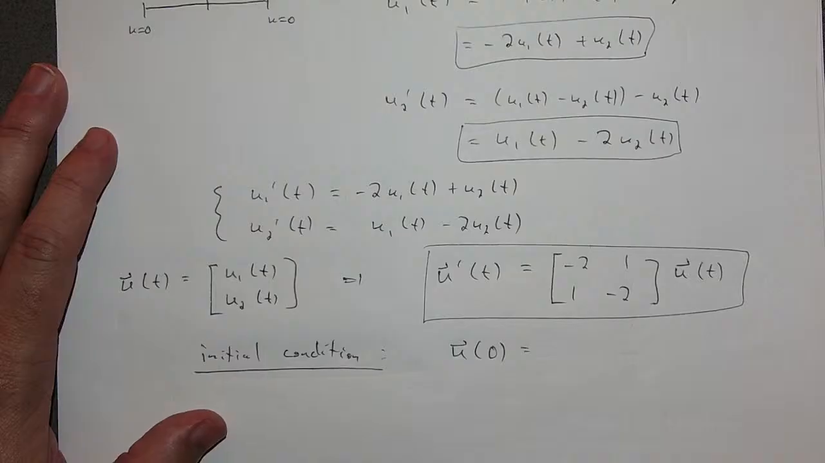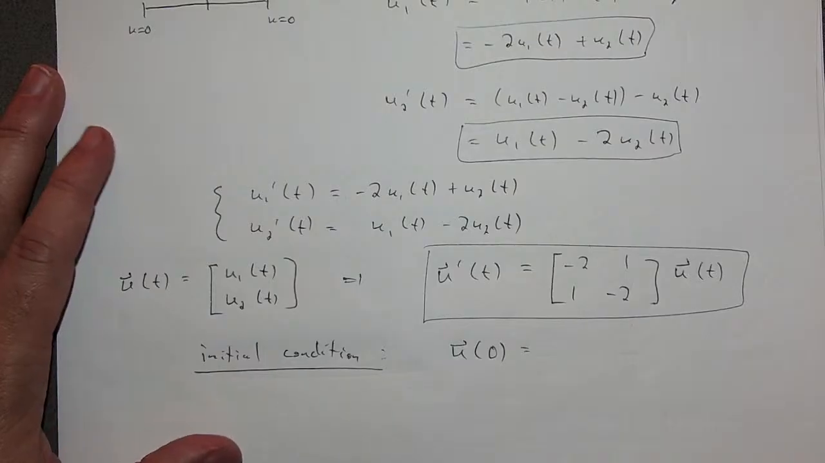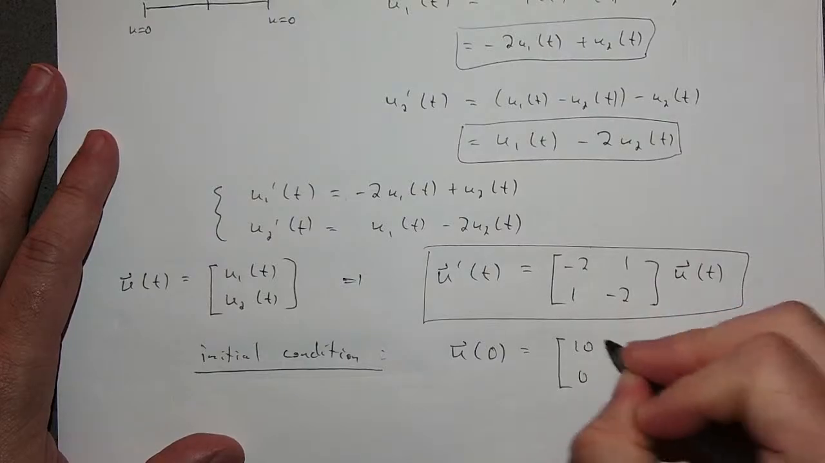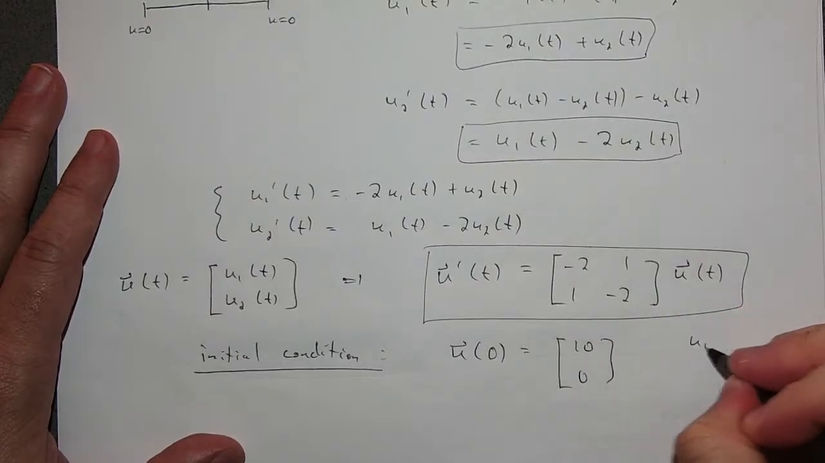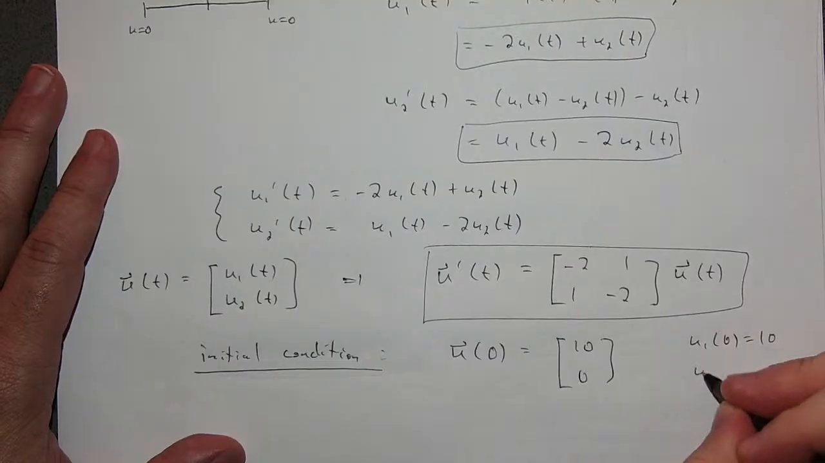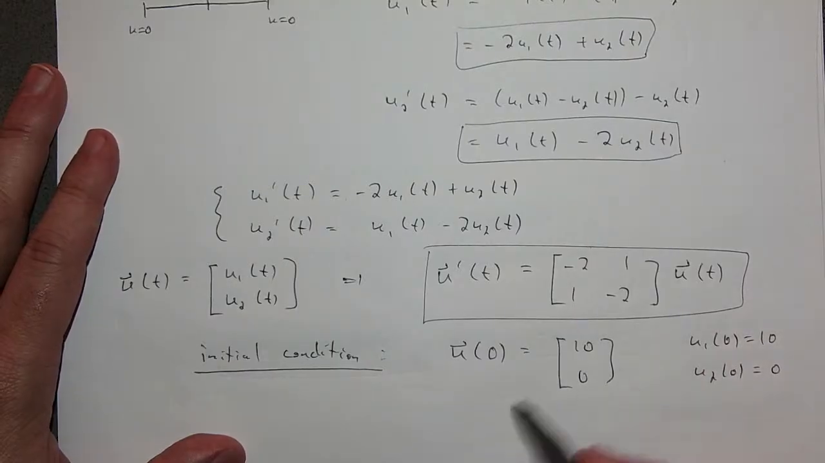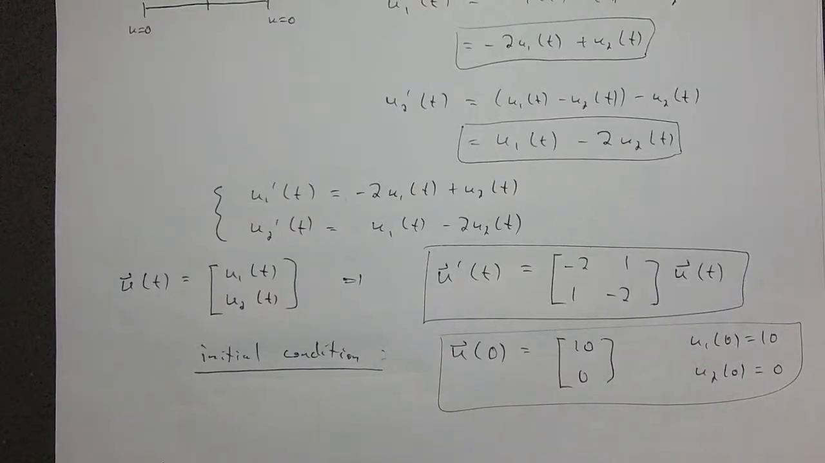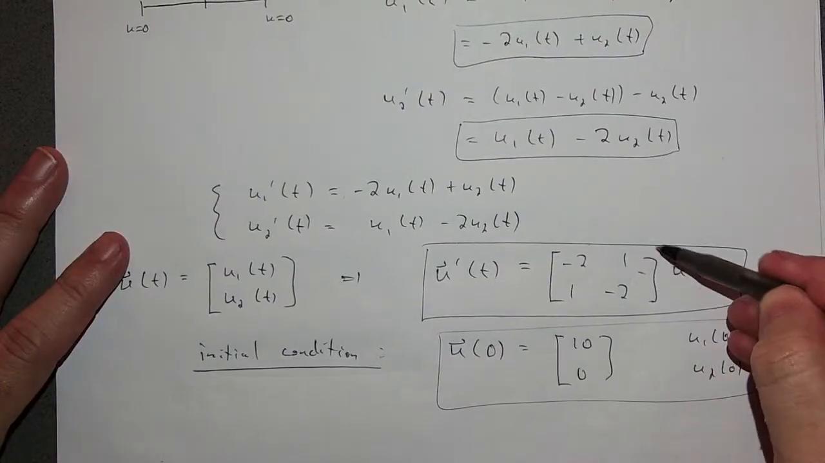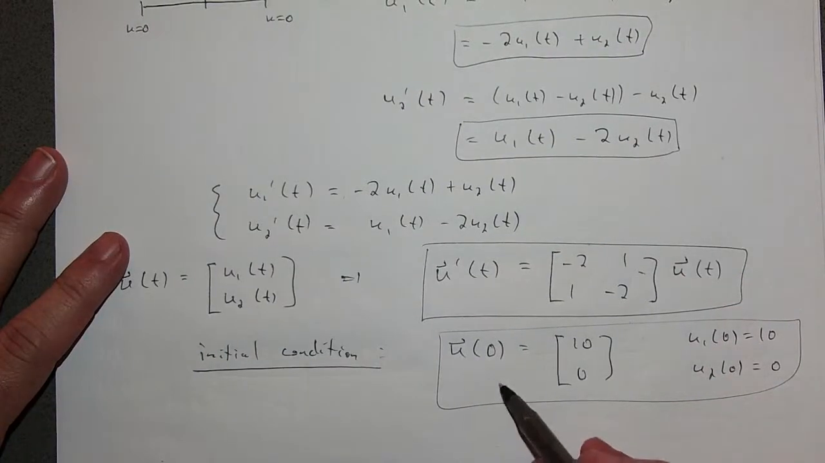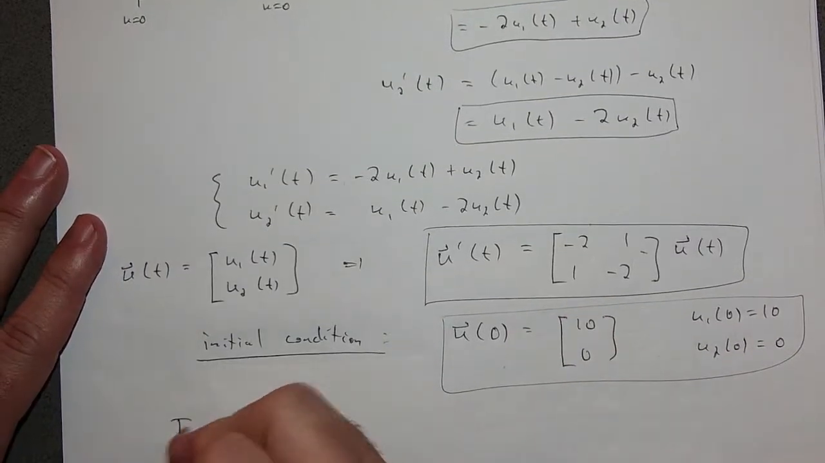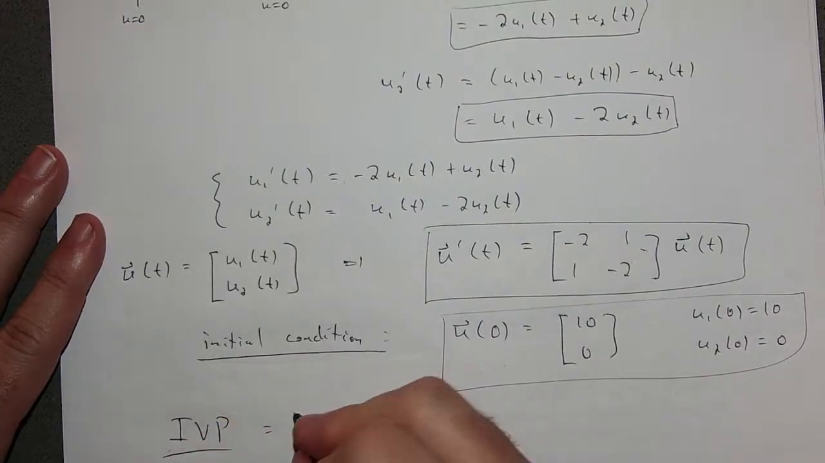I can choose whatever you like here. So for instance, let's choose 10 and 0. This would imply that U1 of 0 is 10 and U2 of 0 is 0. Now, this is just an example. I didn't get these numbers from the problem anywhere. I just chose this. So the matrix differential equation and this initial condition taken together are called an IVP, which is an initial value problem.